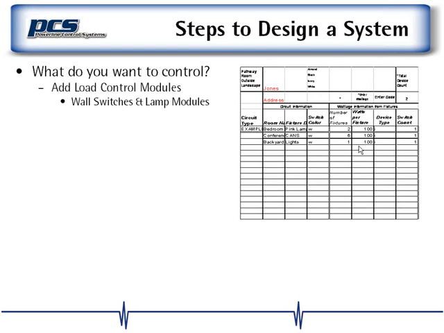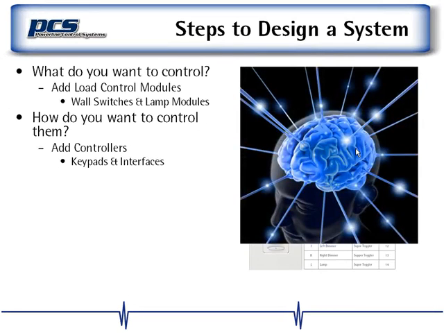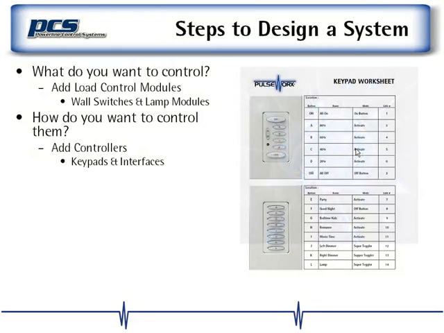With doing this, you'll be able to figure out what all of the pieces and parts are going to be. Then how do you want to control them? You have to think, do I want to use a keypad? Do I want to use my iPhone? Do I want to interface into a front-end system? Do I want to take contact closure inputs? And we can figure out what the interfaces and keypads or controllers are going to be.